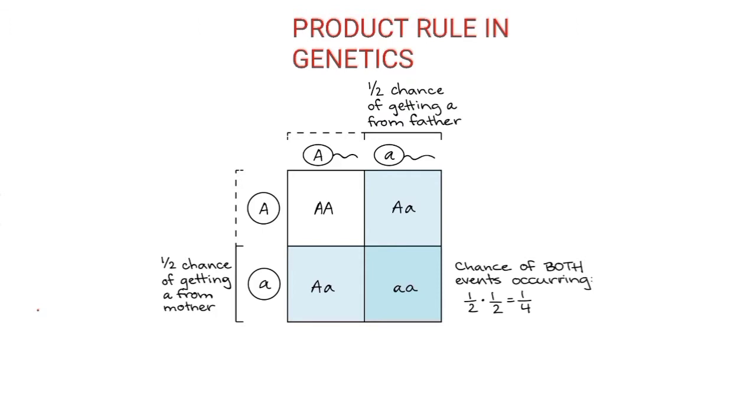Each parent has a half chance of making an a gamete. Thus the chance of an aa offspring is the probability of the mother contributing a times the probability of the father contributing a. Probability of the mother contributing a is 1 by 2. Probability of the father contributing a is 1 by 2. 1 by 2 into 1 by 2 is equal to 1 by 4.